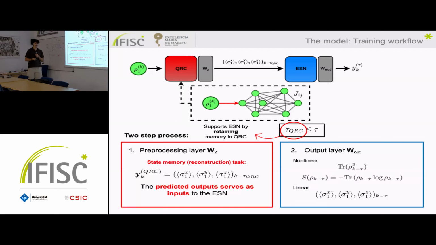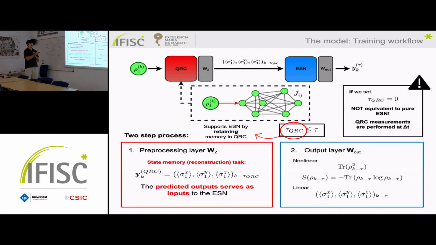But we will see that sometimes it's not helpful to use this delay. We can set this delay to 0. If we set this preprocessing delay to 0, it's important to recall that it's not equivalent to the full echo-state network, because even in this situation, we are performing measurements at delta t, and this task is achieved at the present state.